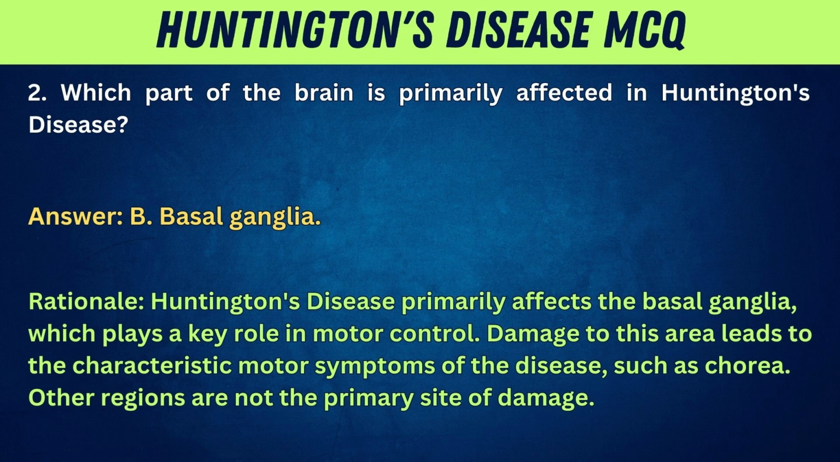Basal ganglia. Rationale: Huntington's disease primarily affects the basal ganglia, which plays a key role in motor control. Damage to this area leads to the characteristic motor symptoms of the disease, such as chorea. Other regions are not the primary site of damage.